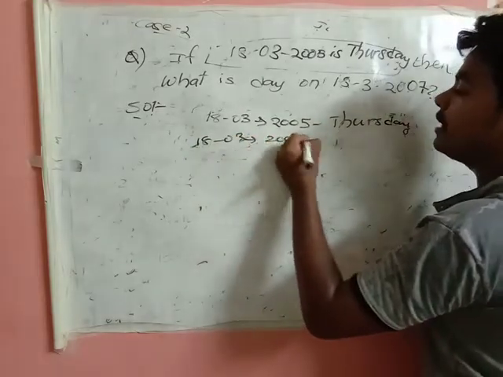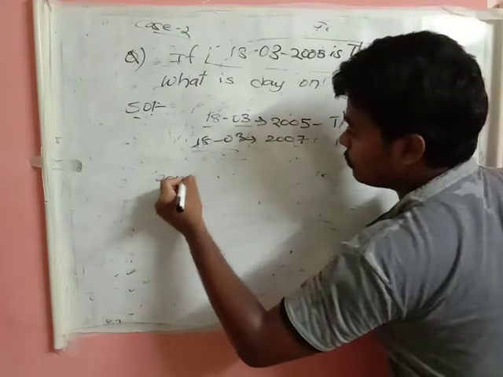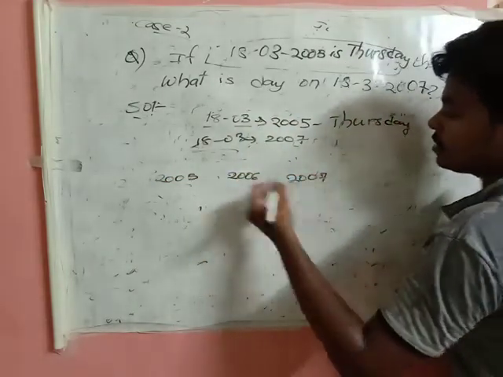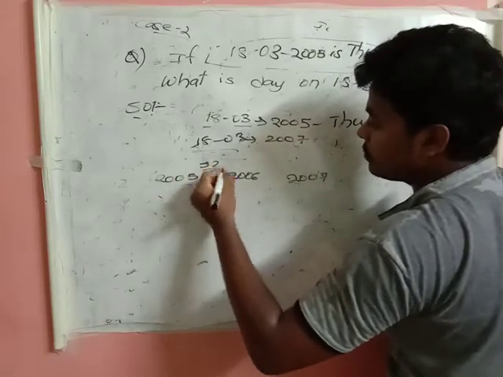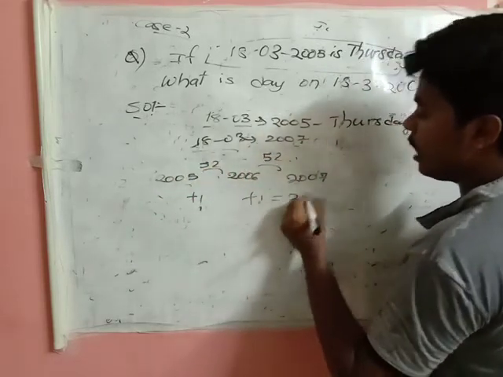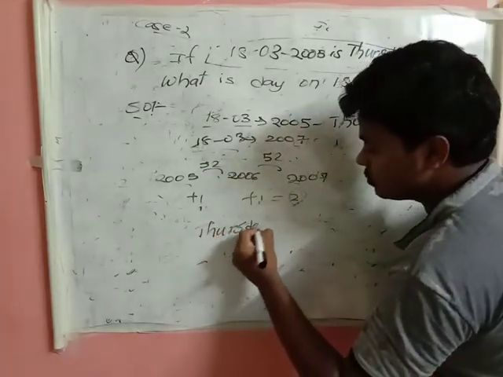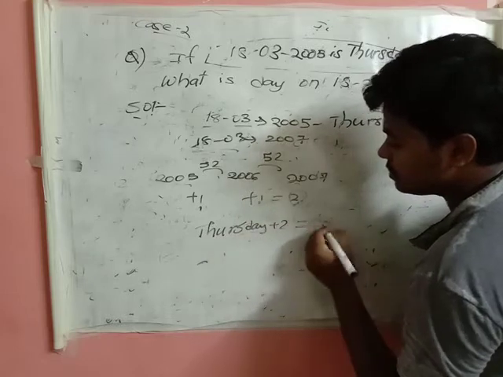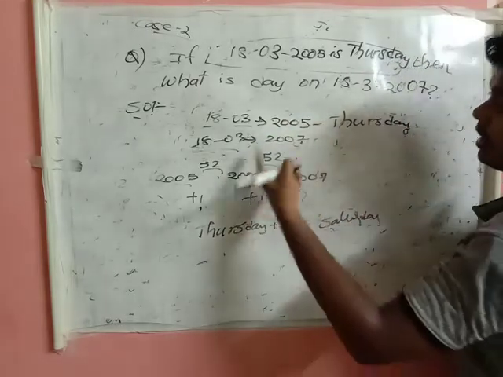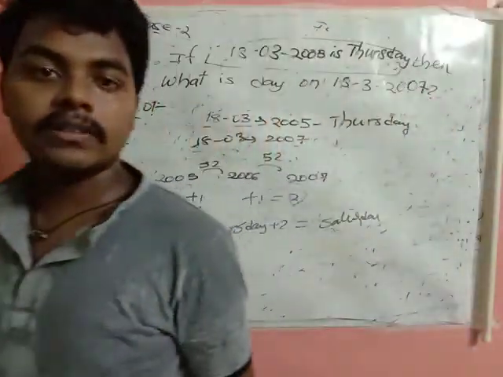Since my date and the months are the same, I'm using my shortcut, that is 2005, 2006, 2007. None of these is a leap year, so not a problem. 52 weeks plus 1 odd day, 52 weeks plus 1 odd day. So 1 plus 1 is 2. I'll be adding this 2 to Thursday. What is Thursday plus 2? Thursday plus 2 is Friday, Saturday. So my 18th March 2007 is Saturday. Okay with the shortcut?